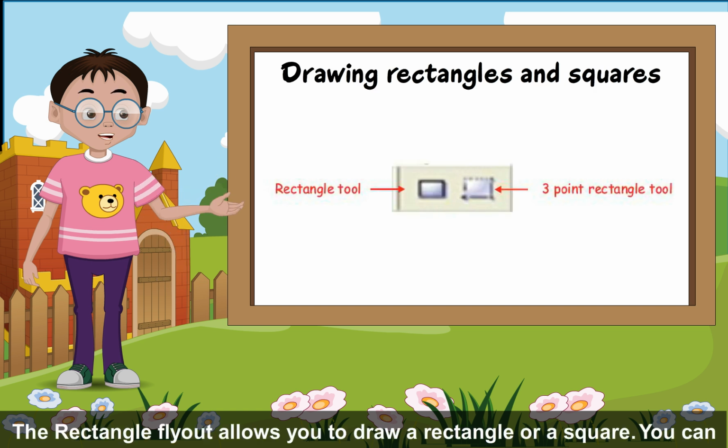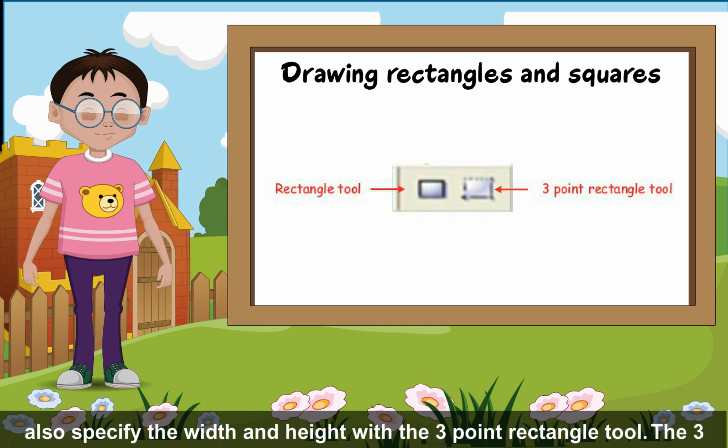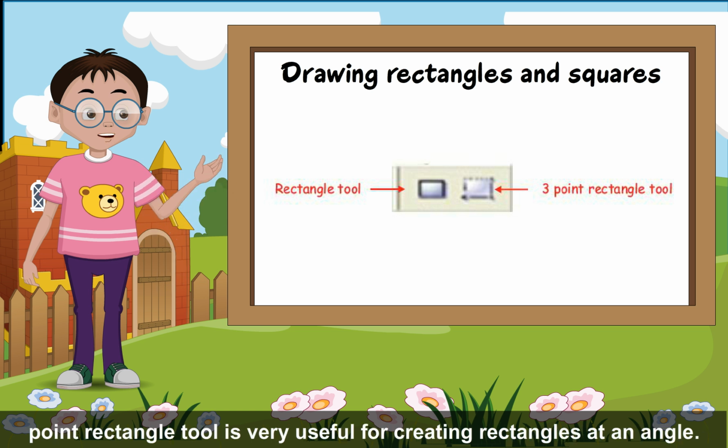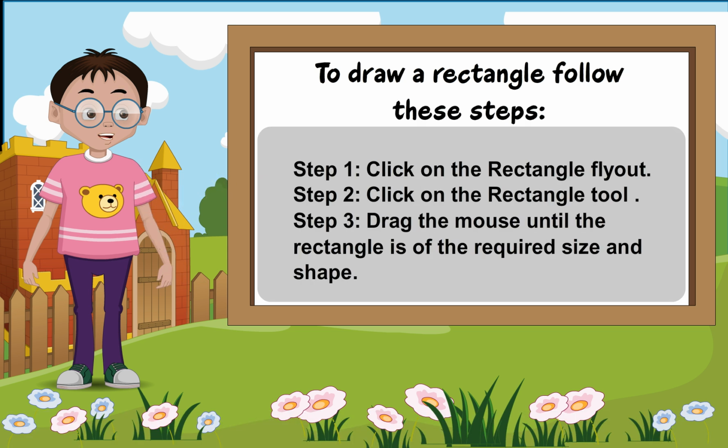Drawing rectangles and squares. The rectangle flyout allows you to draw a rectangle or square. You can also specify the width and height with the 3-point rectangle tool. The 3-point rectangle tool is very useful for creating rectangles at an angle. To draw a rectangle, follow these steps. Step 1.